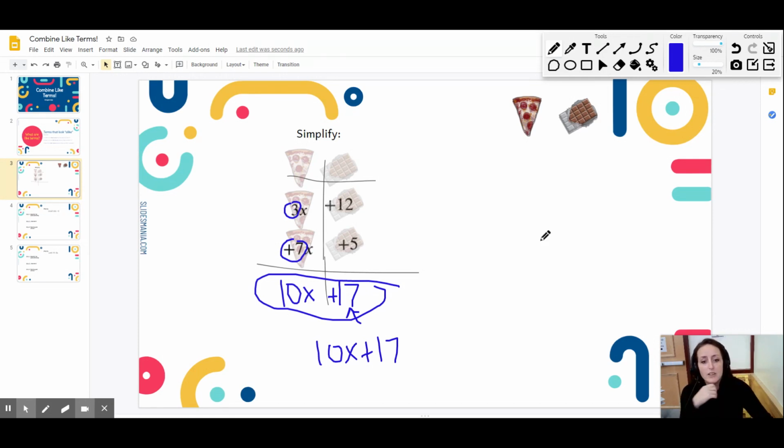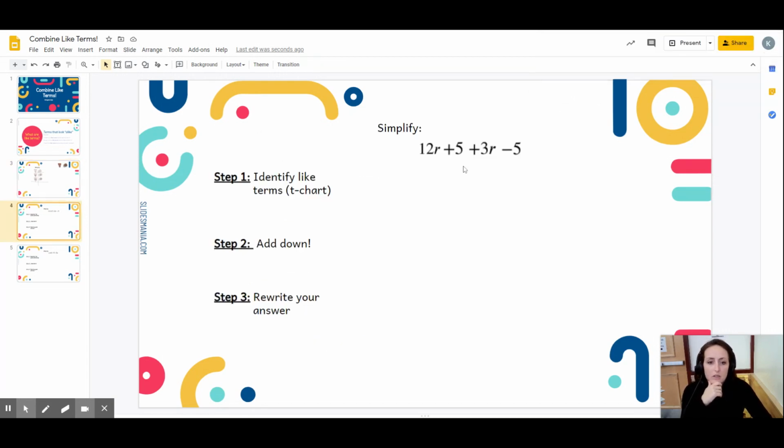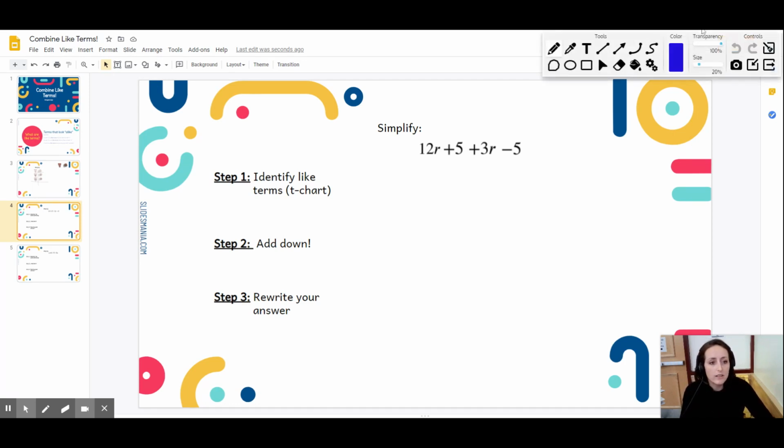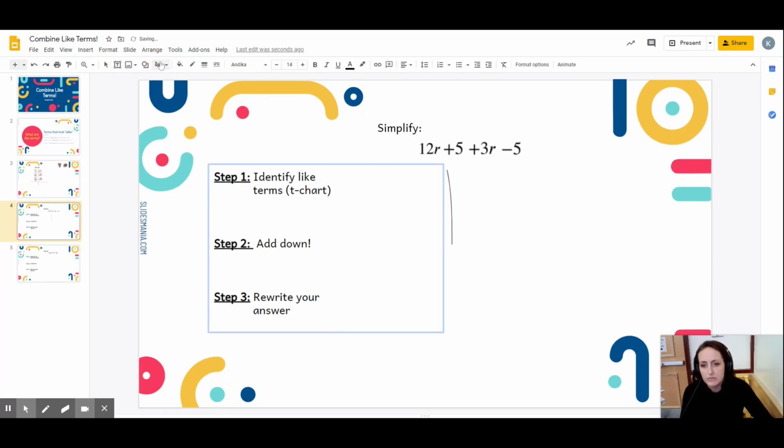Now I'm going to break it down step by step for you. Here, I'm asking you to simplify this expression: 12r plus 5 plus 3r minus 5. Your first step is going to be identifying your like terms using that T-chart that you used last class. So we'll make our T-chart here. And actually, I'm going to make it in something else so that it stays on the screen. So we're going to make our T-chart.